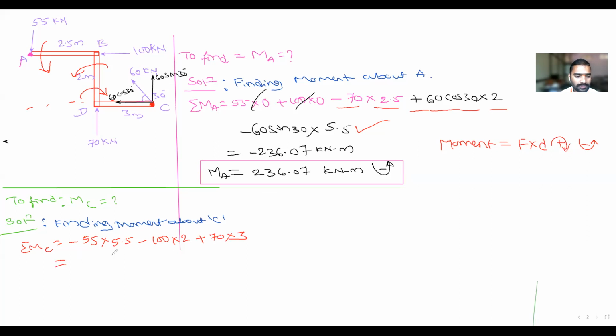Calculate the answer. Minus 292.5. Yes, good. Minus 292.5 kilonewton meter. So, moment about C is 292.5 kilonewton meter in the anti-clockwise direction. That's why it has a negative sign. Is it clear, everyone? Yes, sir. Is there any doubt? No, sir. Okay. So write fast.